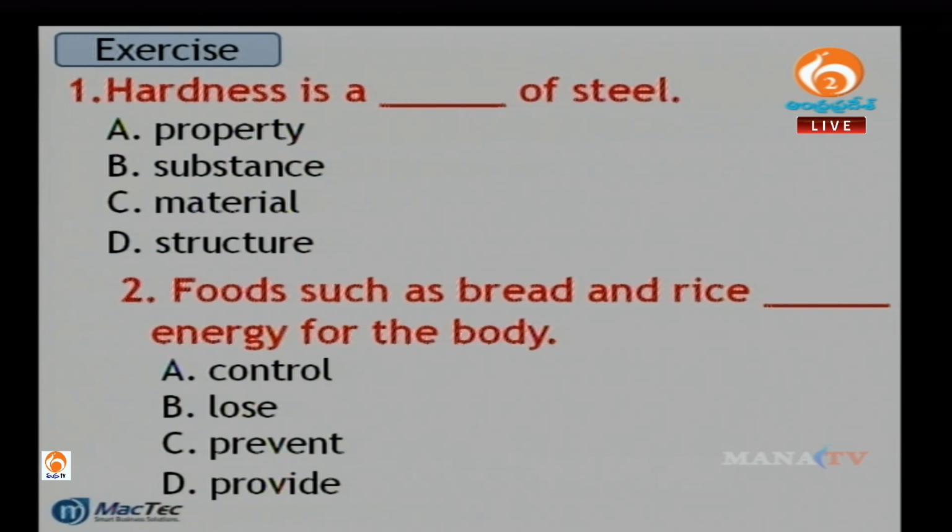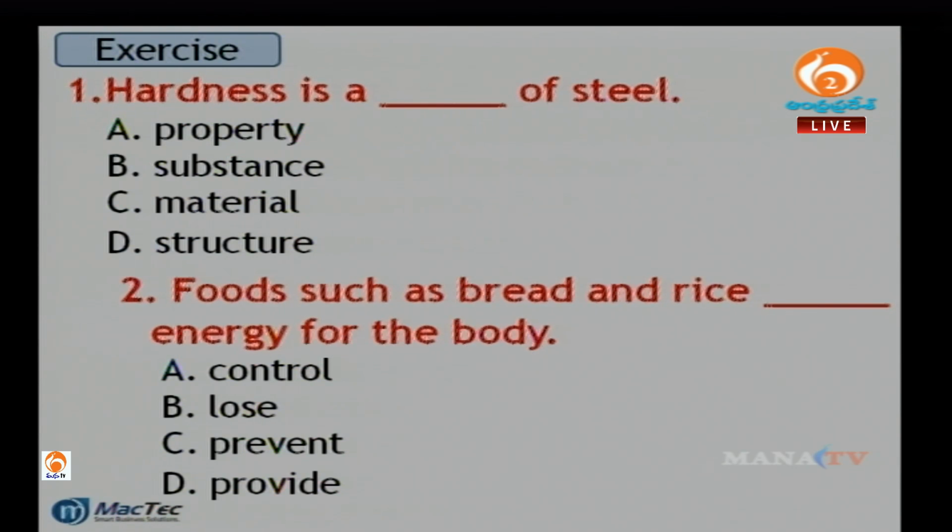Hardness is a dash of steel. A property of steel, substance of steel, material of steel, structure of steel. Now, steel is hard, steel is flexible, steel is strong. So, one of the properties of steel is hardness. So, hardness is a property of steel. So, option A is the correct answer.